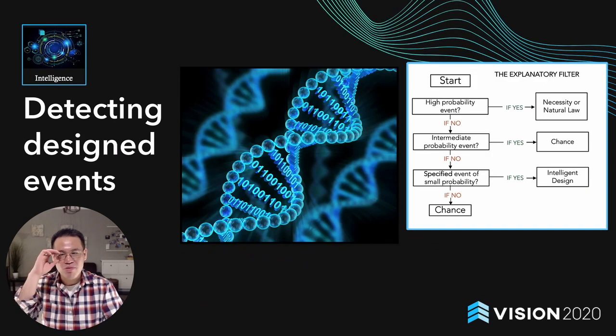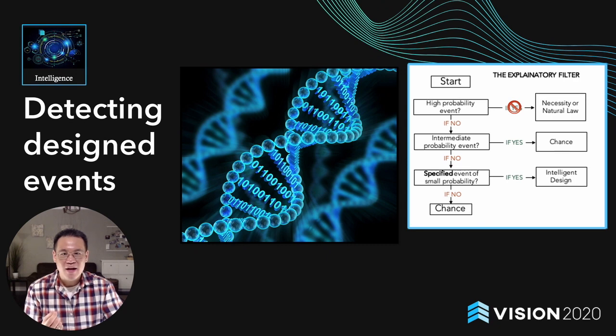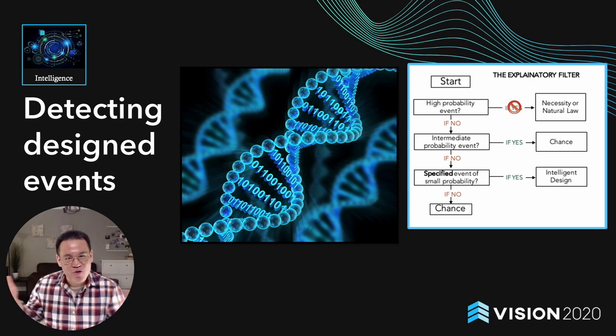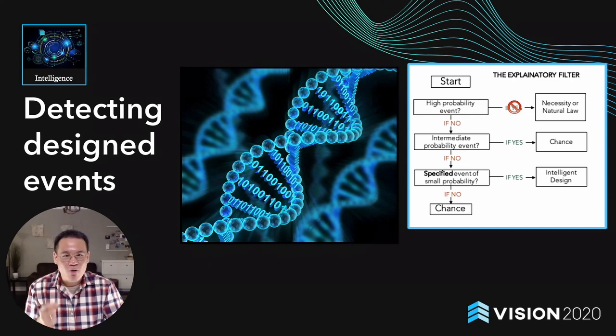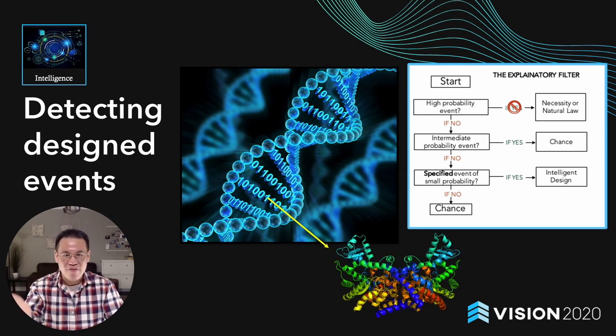And so now, when applying this filter to DNA, what do we find? It's obvious that the base sequences of DNA are improbable. They're complex, and it's not out of necessity. But do these base sequences match a pattern? Are they specified? We don't necessarily see a pattern visually, but there is a pattern functionally. These sequences correspond to a functionally significant outcome, the synthesis of a protein.